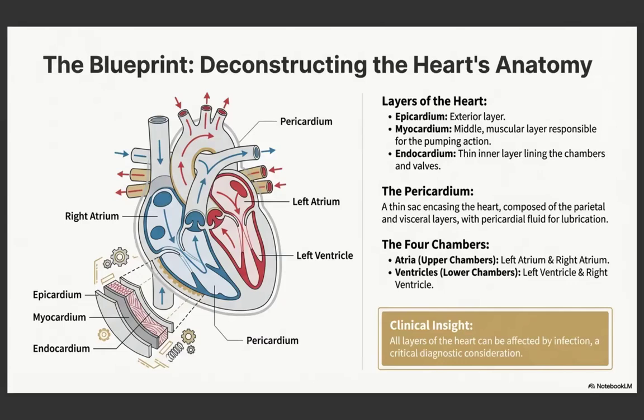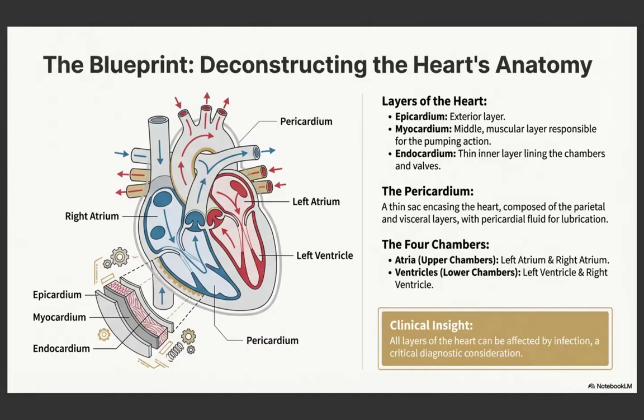There are different layers of your heart. And if you can remember the mnemonic EME, exterior muscle endo, which can also help you remember epicardium, myocardium, endocardium. So your epicardium is your exterior layer, myocardium is the middle, and the endocardium is that inner layer or the lining of your chambers.